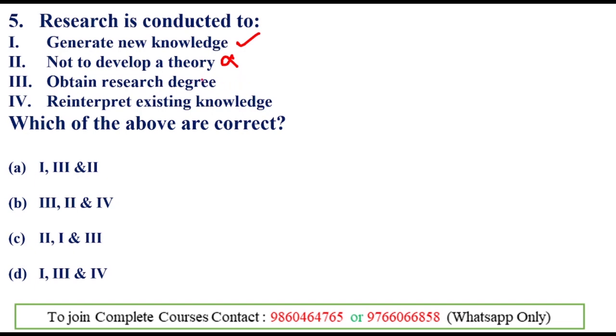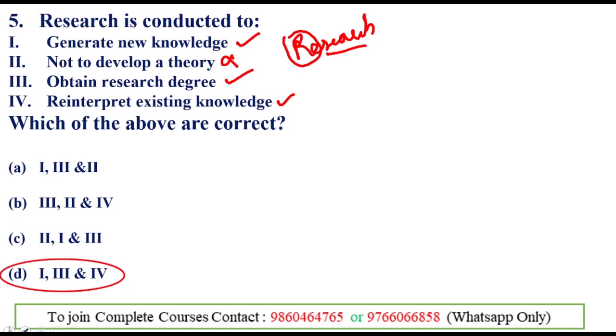Okay, and next one, obtain a research degree. That's also right. Reinterpret existing knowledge. That's also right. Here, reinterpret: research, search is the separate word, and here we add the re. That means again, or reinterpret. So research is a reinterpretation of existing knowledge. 1, 3, and 4 is the right answer. Clear?